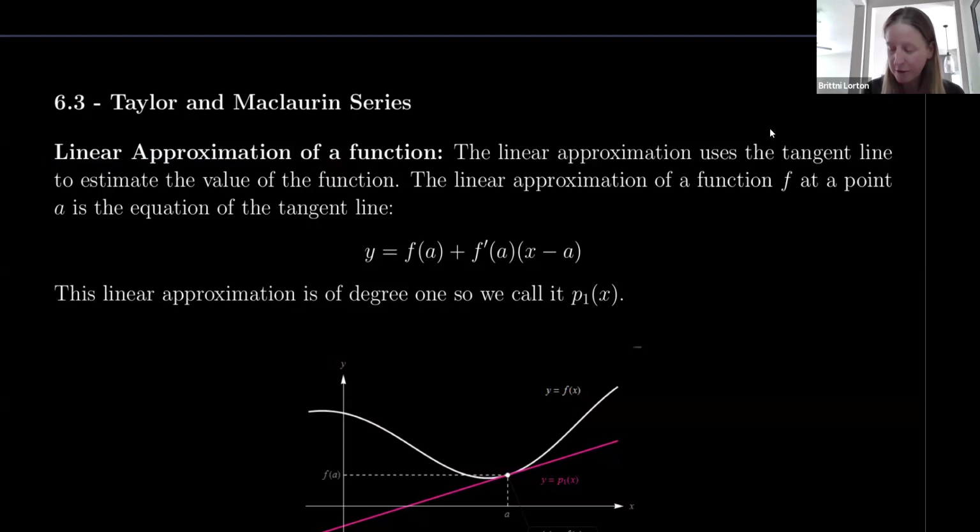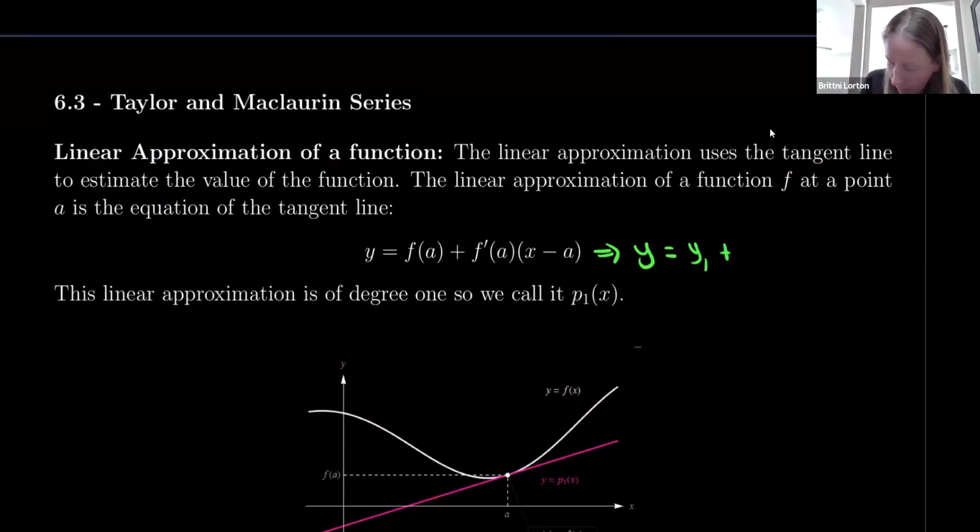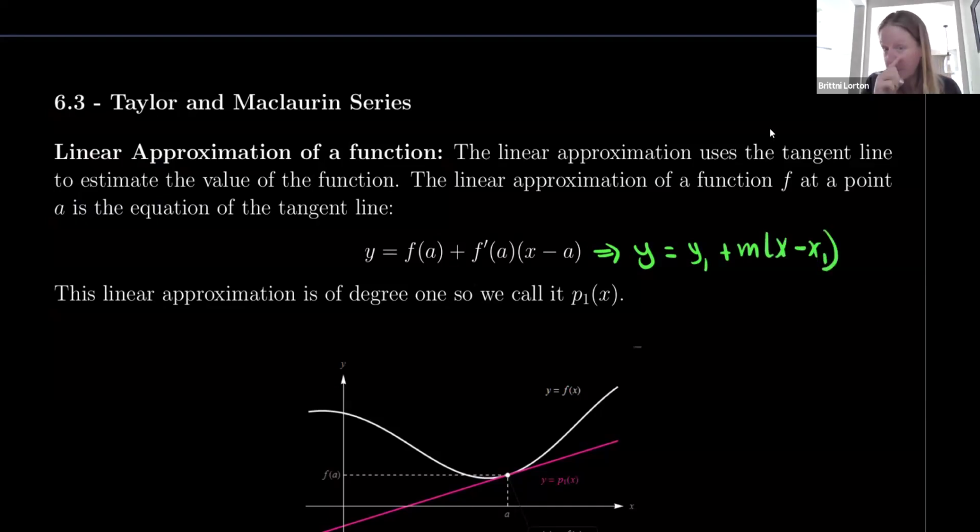So the linear approximation uses the tangent line to estimate a y value of a function. The linear approximation is actually the equation of that tangent line. So this is a reminder of what the equation of the tangent line is. In Calc 1, you might have had that written as y equals y1 plus m times x minus x1. It means the exact same thing, except instead of an x1, I'm using the letter a.